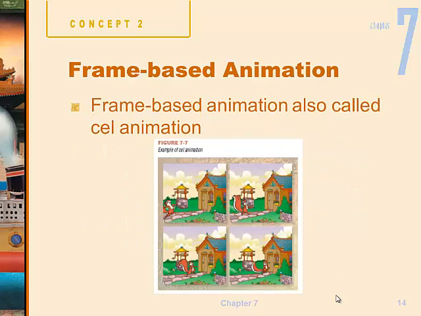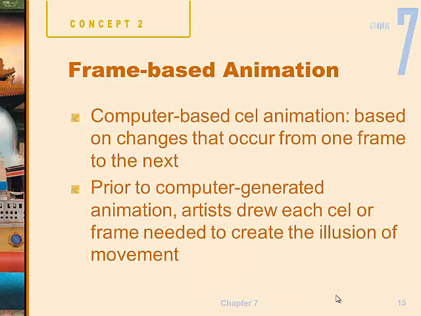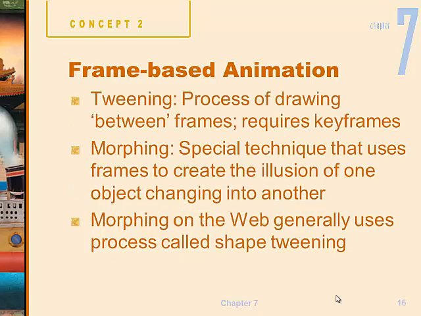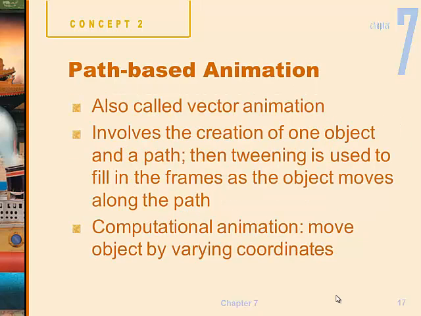Frame-based animations are also called cell animations. Computer-based cell animation is based on changes that occur from one frame to the next. Prior to computer-generated animation, artists drew each cell or frame needed to create the illusion of movement. Tweening is the process of drawing between frames and requires keyframes. Morphing is a special technique that uses frames to create the illusion of one object changing into another. Morphing on the web generally uses a process called shape tweening.